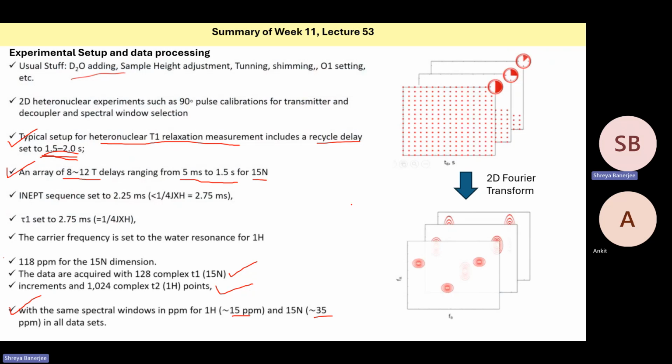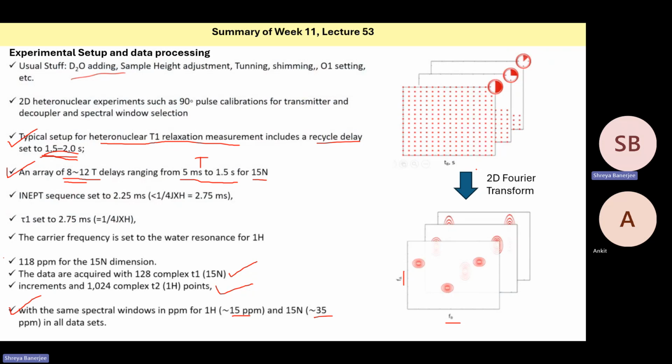So basically what this will do is you will get 2D spectra, where on one axis will be the frequency of hydrogen, and another axis will be the frequency of nitrogen. So you are carrying out 8 to 12 experiments with the capital T ranging from 5 millisecond to 1.5 seconds. These are various experimental outputs that you will get.